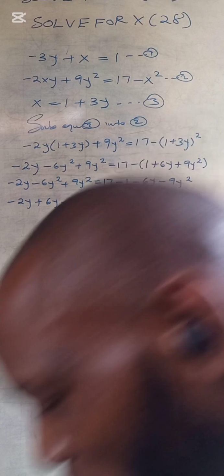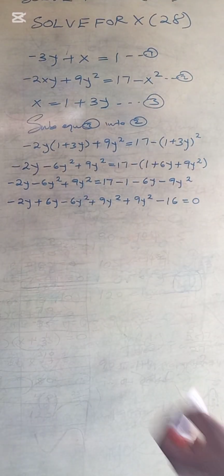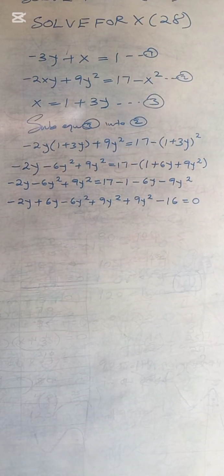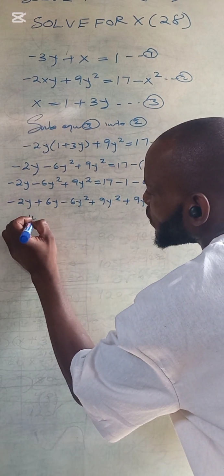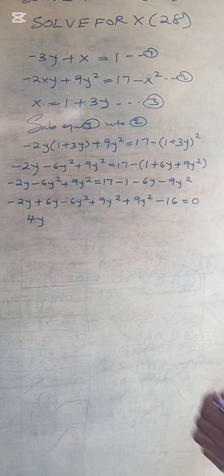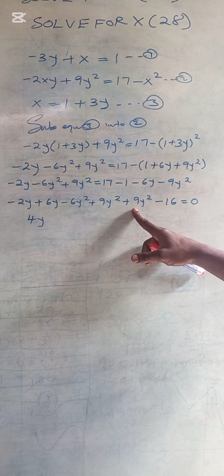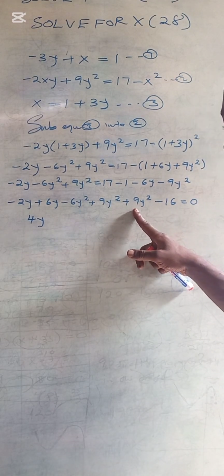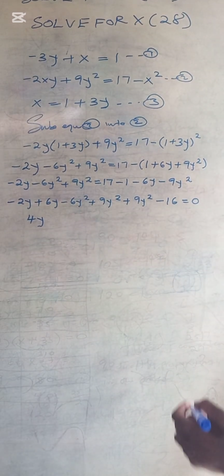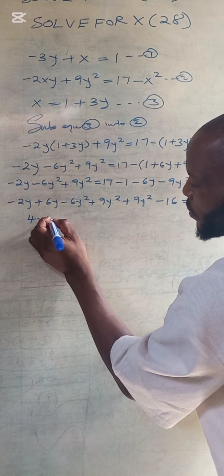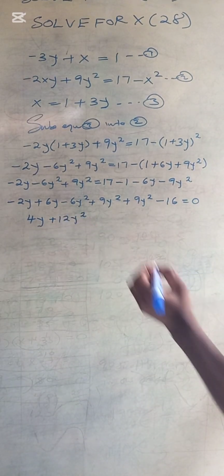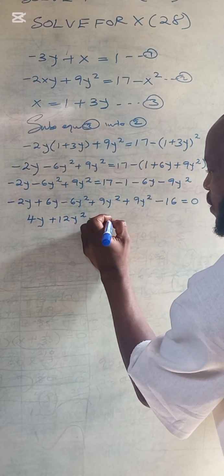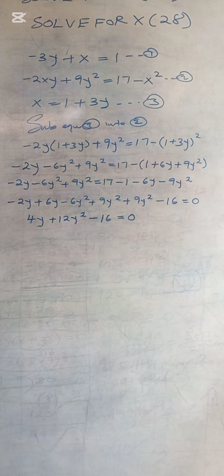I hope we're following. So we group the like terms. Negative 2y plus 6y is 4y. And then this plus this, 9 plus 9, that will be 18y squared, minus 6, that will be 12y squared, right? Minus 16 is equal to 0, right?